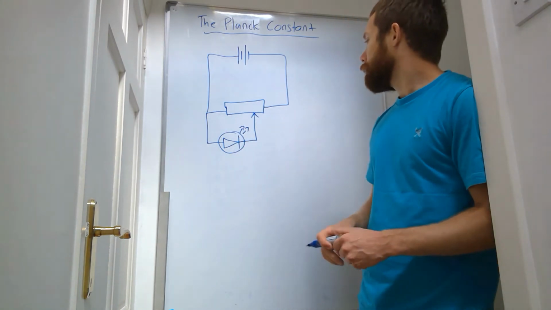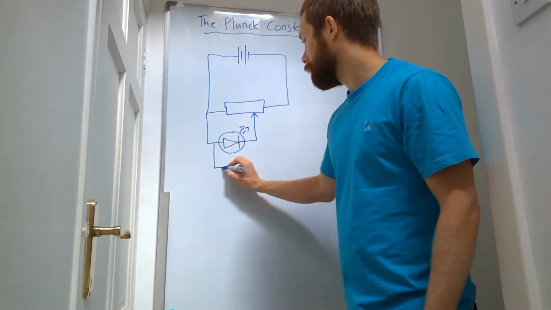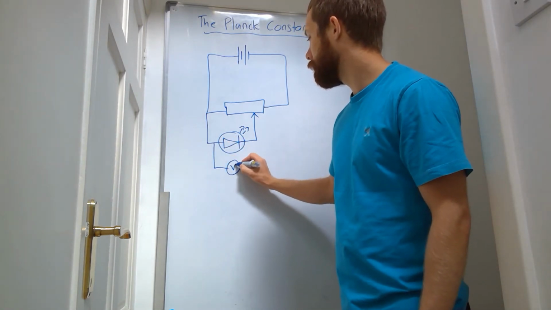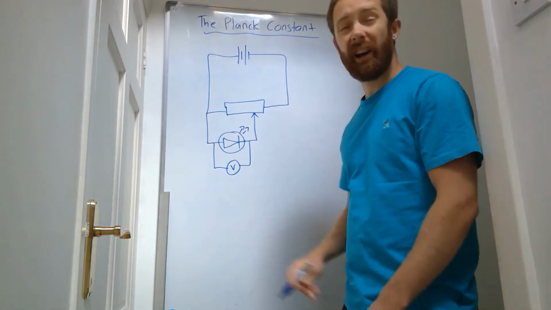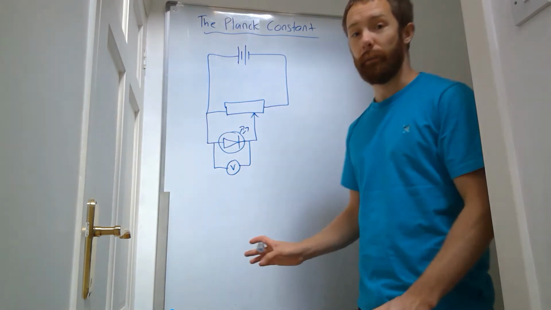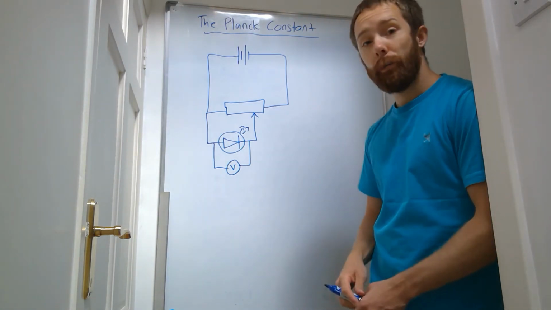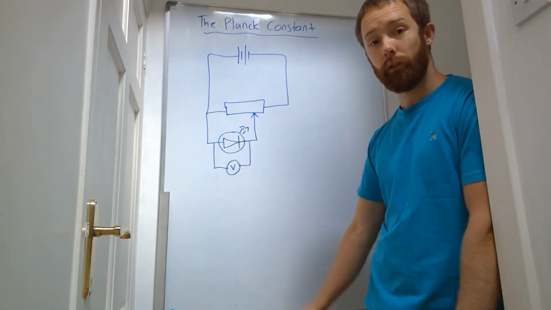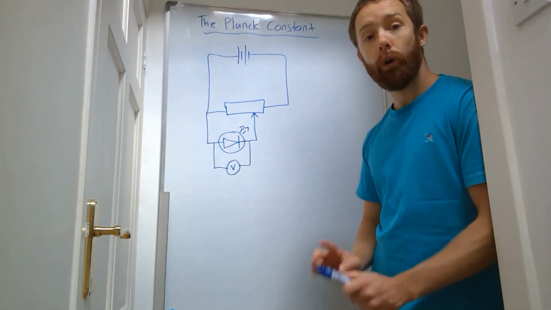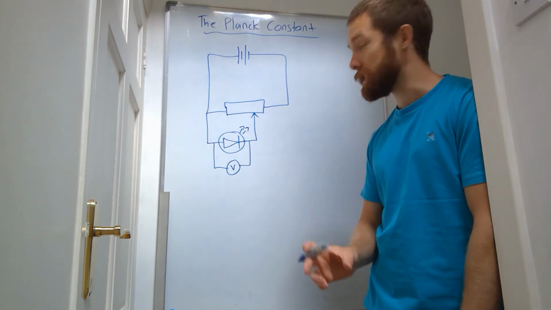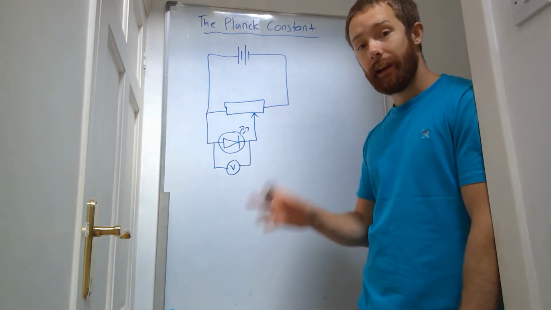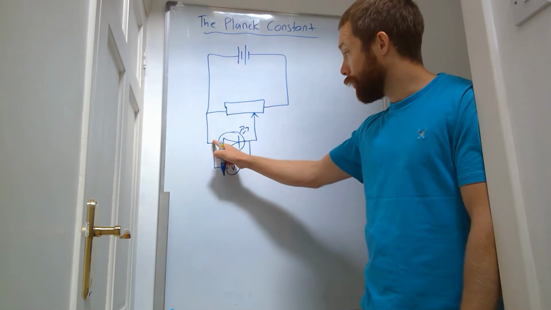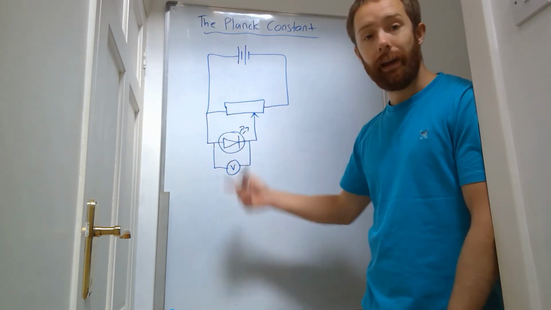And we're also going to need to know the voltage or potential difference across our LED. I'm not actually interested in the current, ammeters or anything like that for this experiment, because I don't care how many photons are being emitted. I don't care how many electrons are going through. All I care about is how much energy each electron has as it travels through our LED.